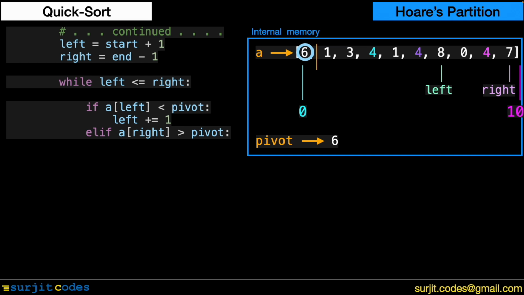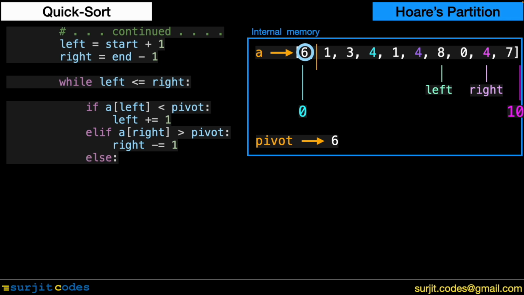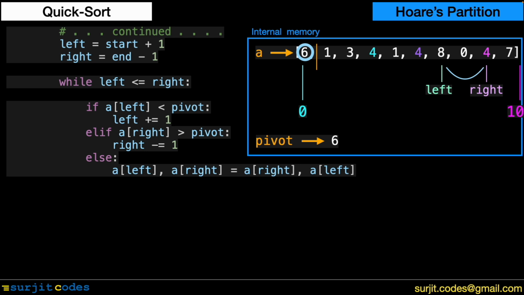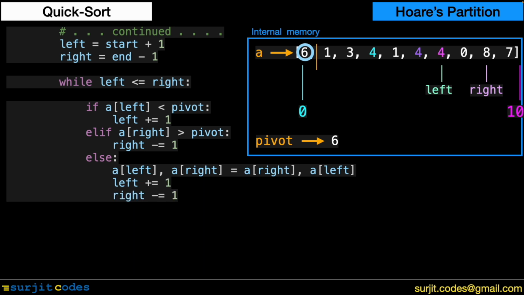The item there is 7, which is greater than the pivot, so we accept it there and decrease the right pointer. 4 is not greater than the pivot, so it does not belong to the right partition. Now that both of the items 8 and 4 are on wrong sides, we reach the else part of the if statement, where we swap them with each other and move both left and right pointers. 0 is less than the pivot, so it belongs to the left partition and we increase the left pointer further by 1. Now that the left pointer has crossed the right pointer, we come out of the while loop.